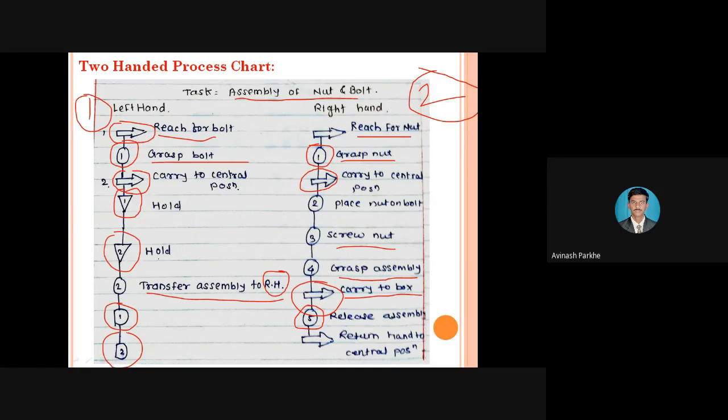That means your left hand is in stationary position only. There is no movement taking place for the left hand after the assembly, but there is a movement taking place for the right hand only after the assembly. So during this particular assembly, whatever the movement is taking place by the left hand and whatever the movement is taking place for the right hand, both the movements are represented by using this particular two-handed process chart. And you can assume that particular thing.